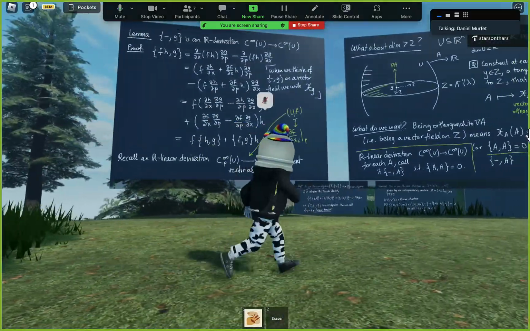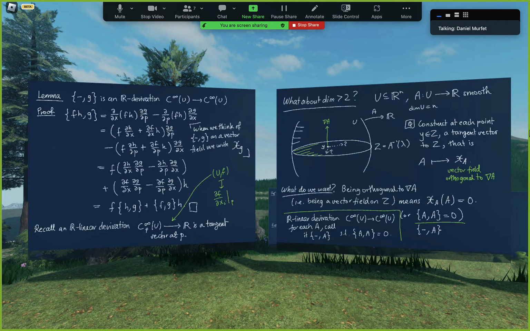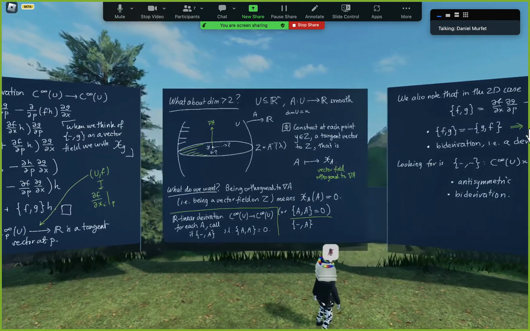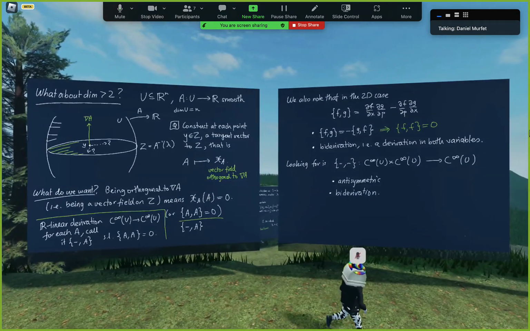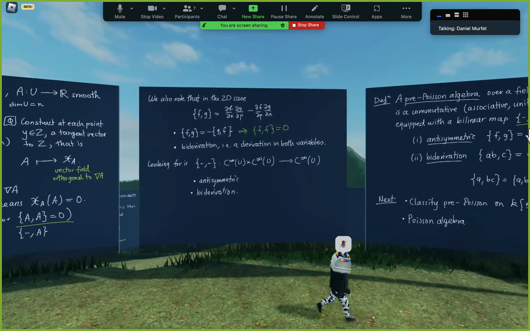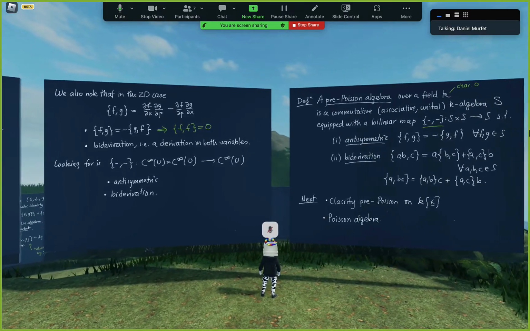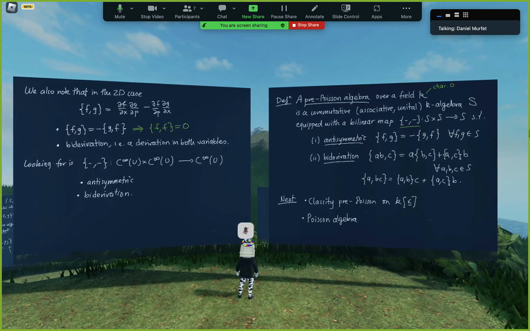I motivated the formal structure of that problem in terms of the Poisson bracket being a derivation in both variables. So that's what led to talking about biderivations. So remember, a biderivation on a K-algebra S over a field K was a pairing, here curly bracket from S cross S to S, which is a derivation in both variables separately. It's bilinear and it's antisymmetric. And remember, the antisymmetry followed from the fact that we want every function to pair with itself to give 0.